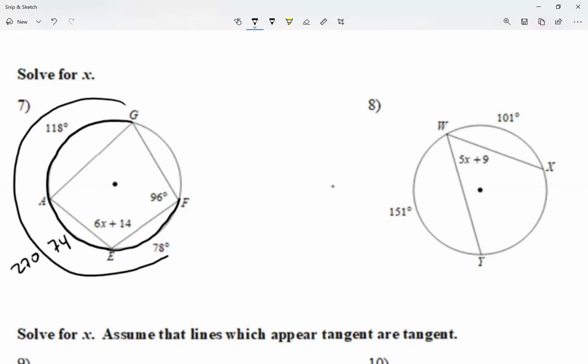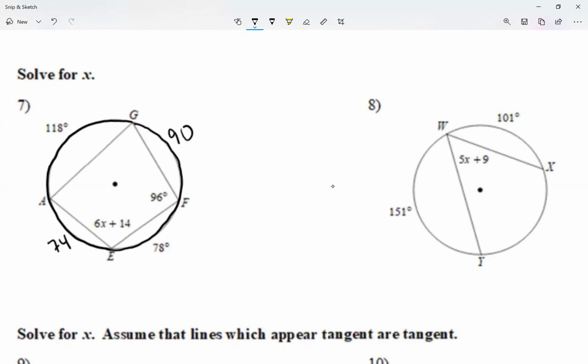Okay, so does that mean this arc right here is 90? So the arc GF is 90. How do I know? Because it completes the circle. Remember, the whole circle is 360. Okay, so I just completed some information that I needed. I see that I was able to get some measurements.